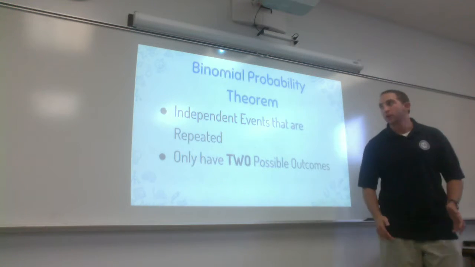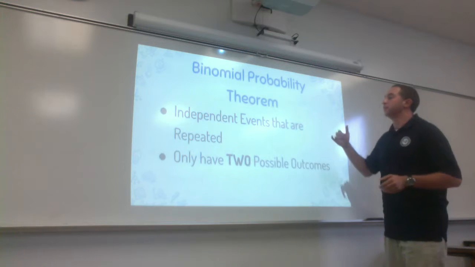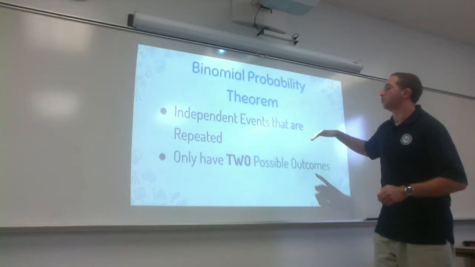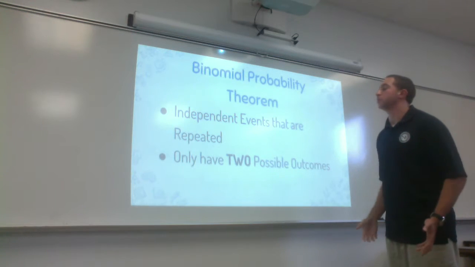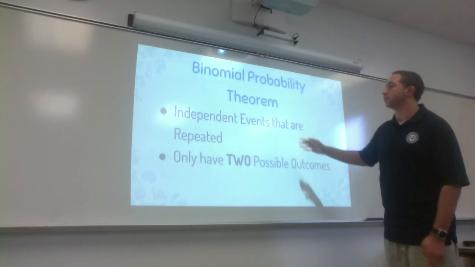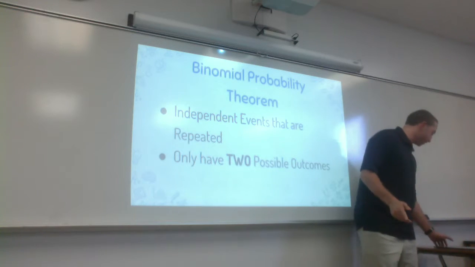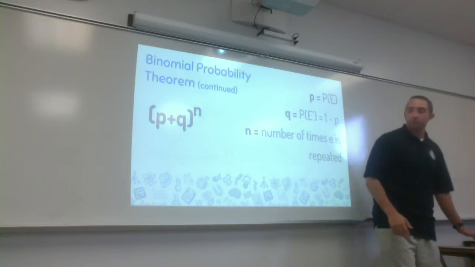Now we're going to go into independent events, which repeat each other, where there must be 2 possible outcomes. So when you look at a problem, if there are 2 possible outcomes, you're going to mostly relate to this theorem. I'm going to run through the example real quick, but before that, you just have to know the formula.